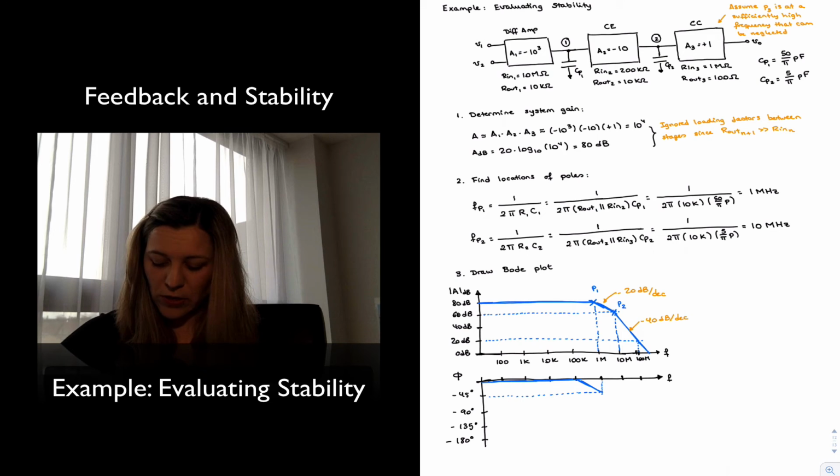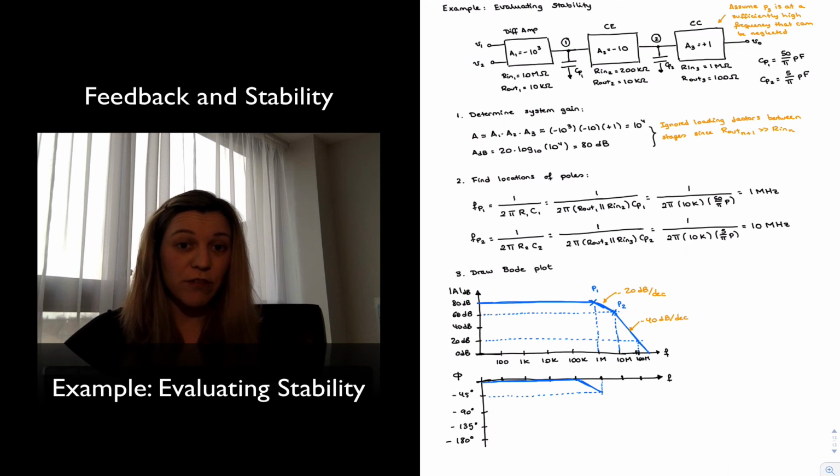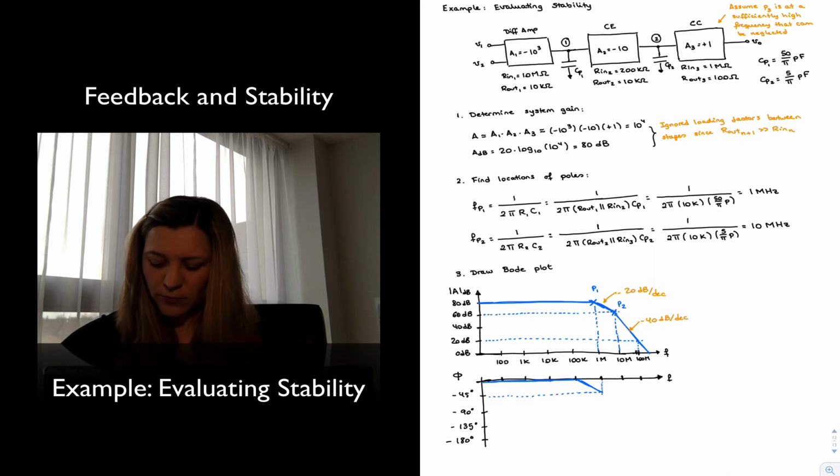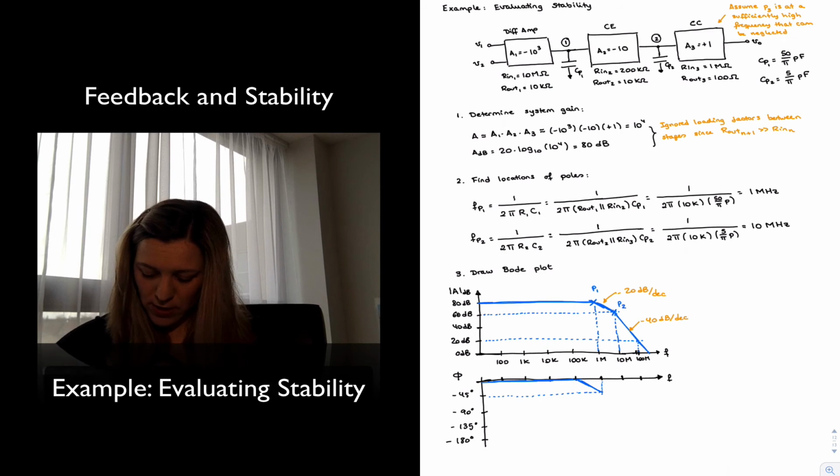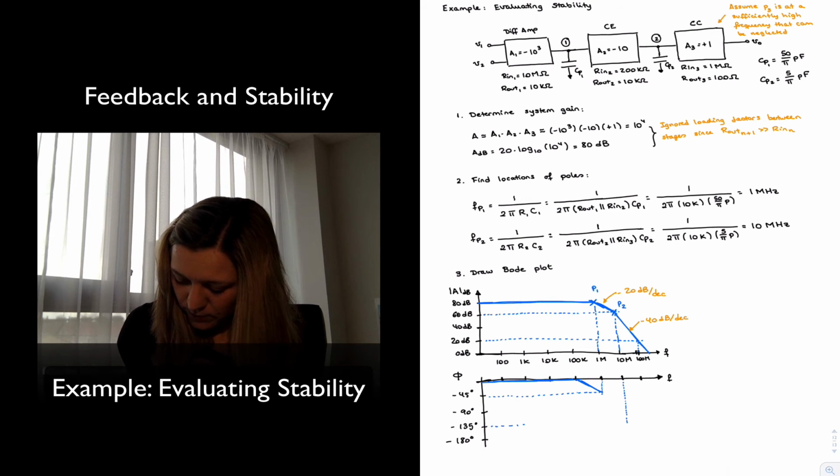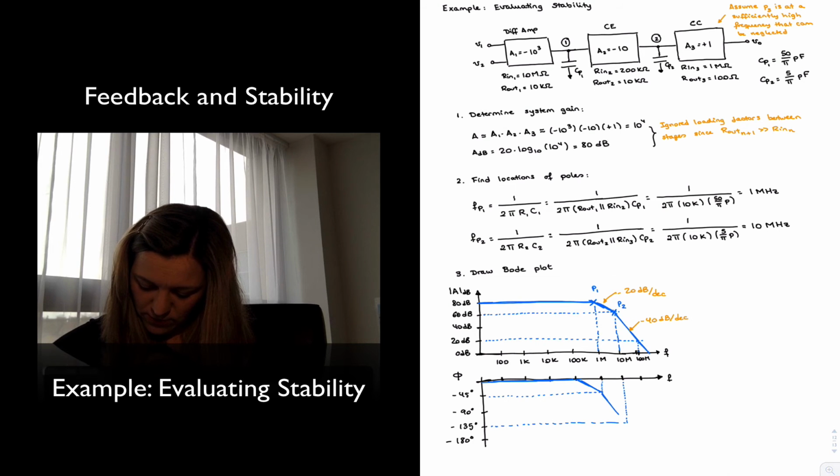But notice that P1 is also the location of 1/10 the frequency of P2. So I also get the effect of the phase shift due to P2 starting at that 1 megahertz. And so when I add the effect of the minus 45 degrees per decade due to pole 1 plus the minus 45 degrees per decade due to pole 2, I get between 1 meg and 10 meg a rate of minus 90 degrees per decade. And so pole 2 lands at negative 135.